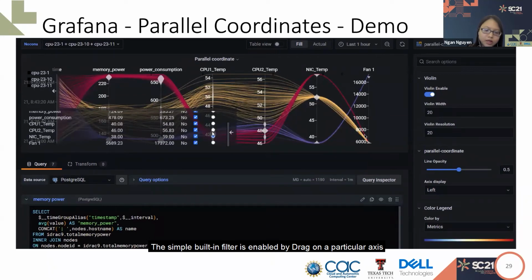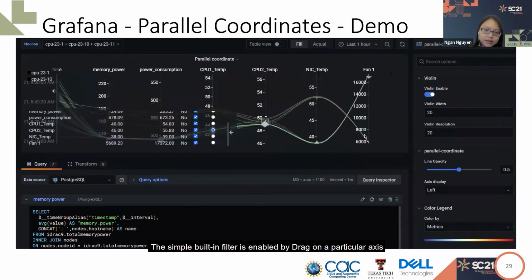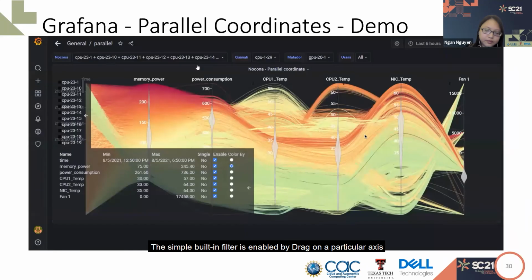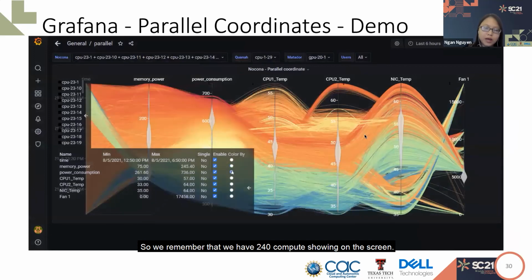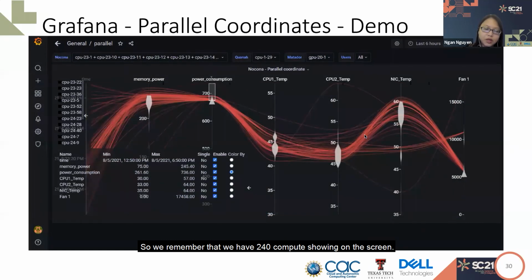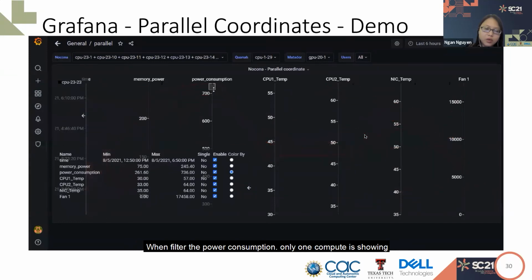We also have a simple viewing filter, enabled by just dragging onto a particular axis. This demo shows the real-time visualization ability over the last 6 hours of the Nocona cluster. So we remember that we have 240 computes showing on the screen. When filtering on power consumption, only 1 compute is showing.